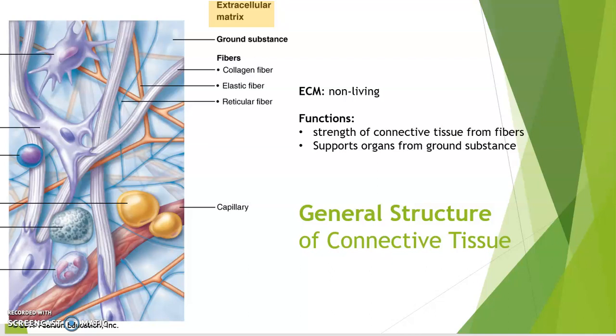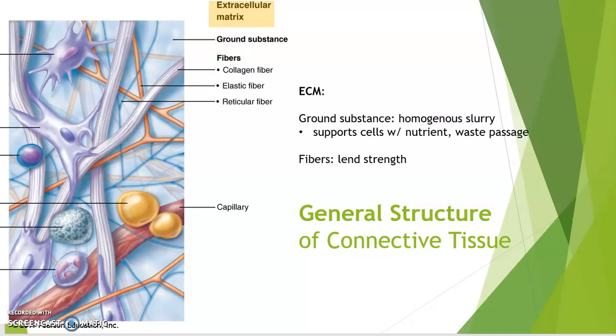In fact, its structure is that it provides strength to the connective tissue with its fibers, and it provides support to the organs that are being supported by the connective tissue through the ground substance, which is part of the extracellular matrix. So the extracellular matrix is made up of fibers, and it's made up of ground substances. We're going to talk in depth about each of these fibers, and we're going to talk in depth about the nature of the ground substance. The fibers give strength to the extracellular matrix. These ground substances give support to the cells within the extracellular matrix.